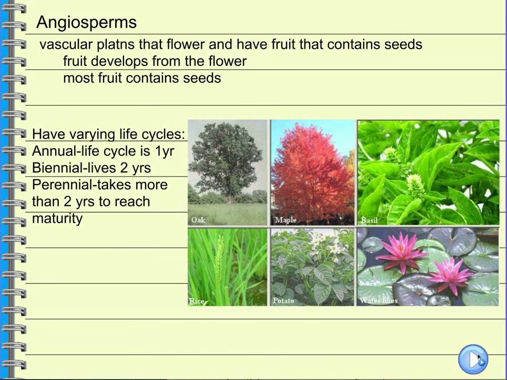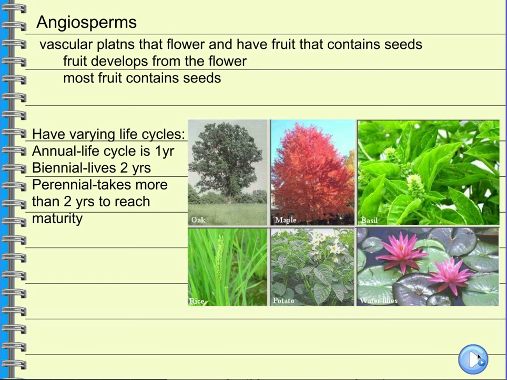Angiosperms are the plants that we usually think of. Now, these are vascular plants that have flowers and have fruit that contain the seeds. Now, the fruit develops from a flower, and most fruit contains the seeds. Think about an apple or a pear.